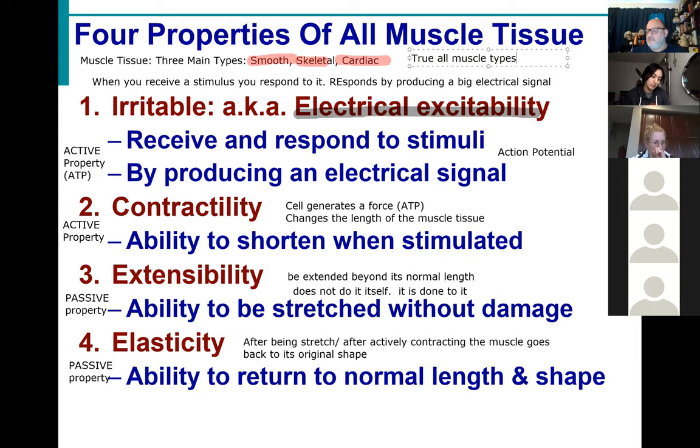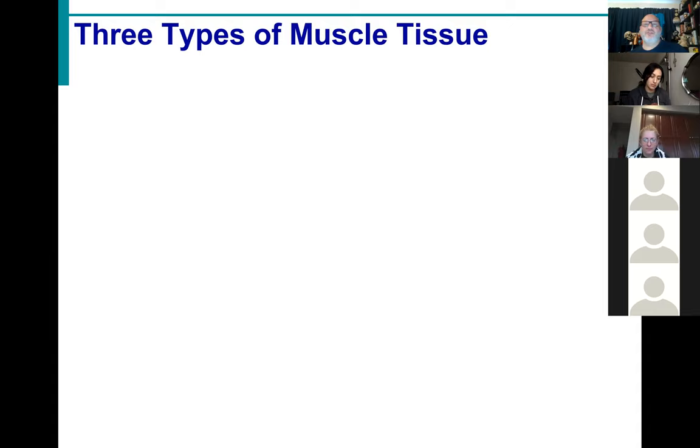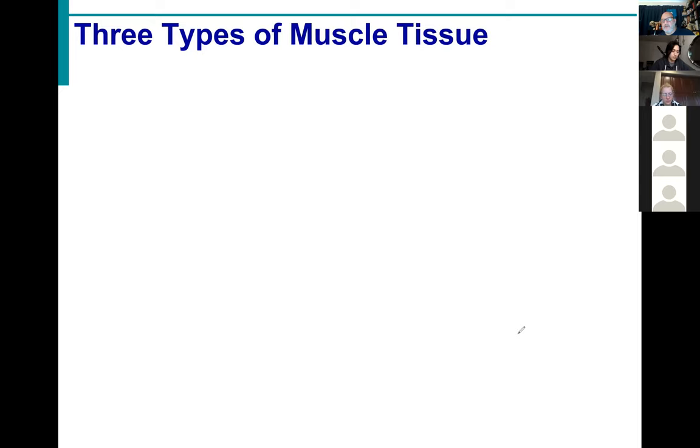All right, excellent. If we are comfortable with the characteristics that all muscle tissue have, then we can talk about the three types of muscle tissue we have. And let's sneak to the whiteboard for this. A little easier to organize it here.